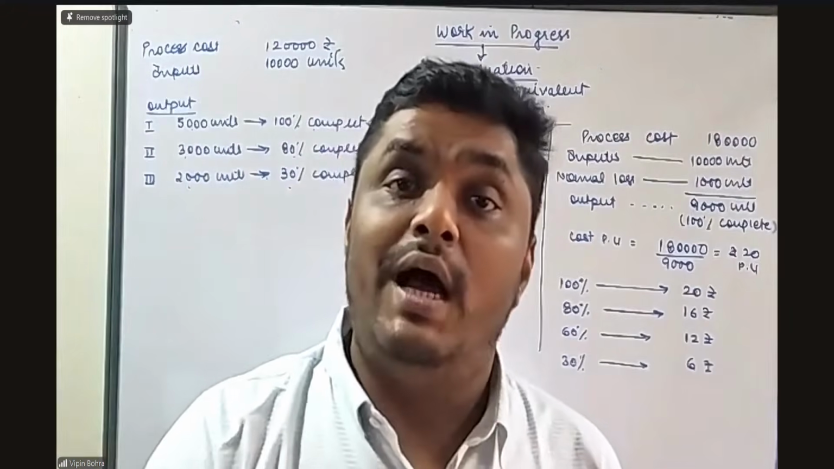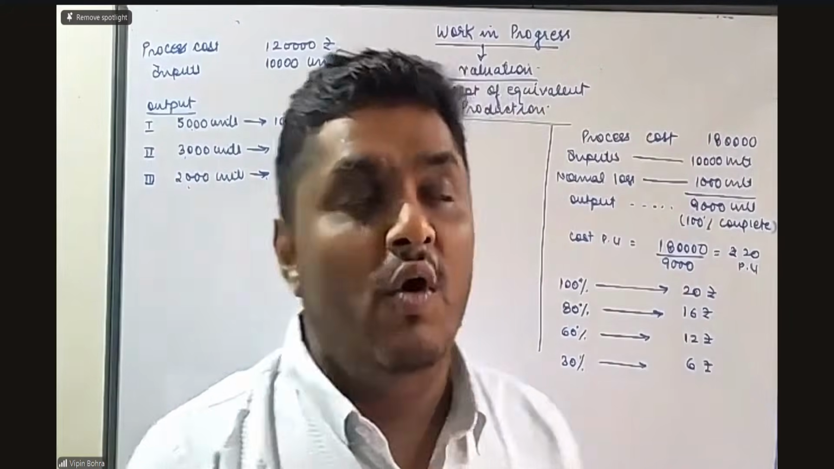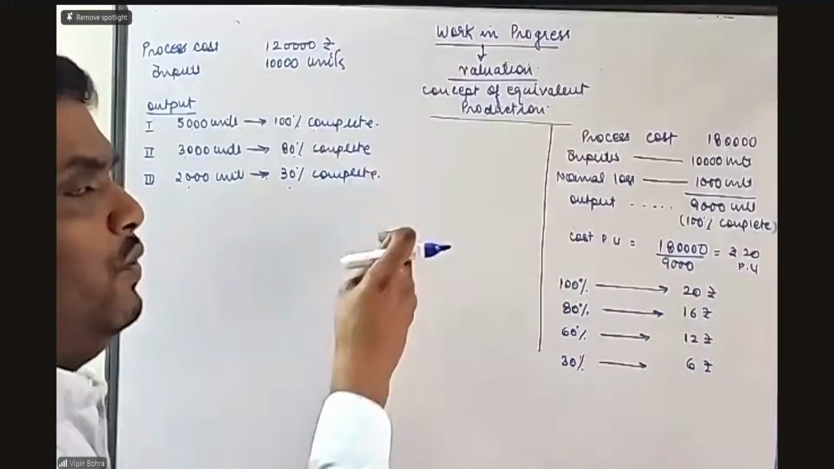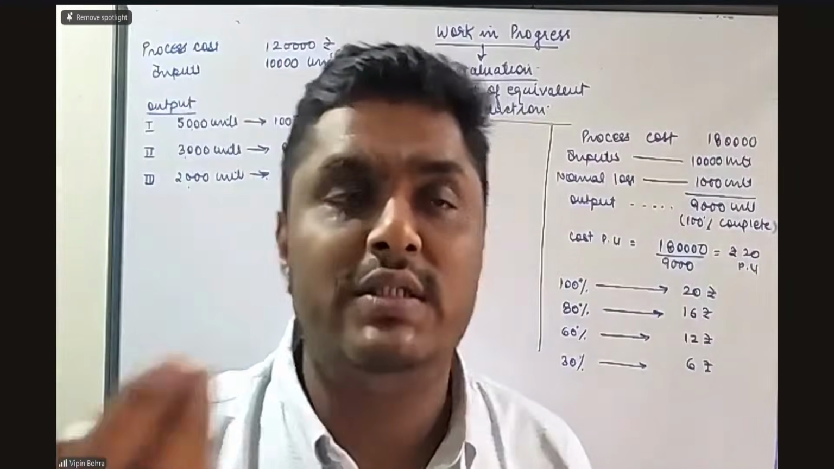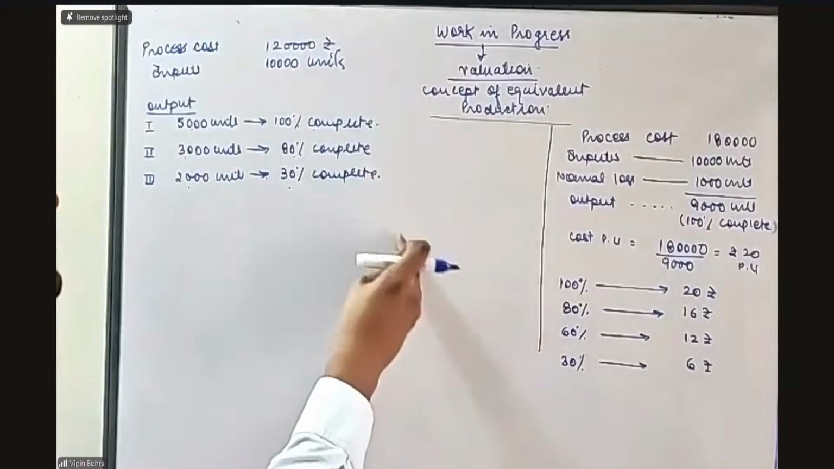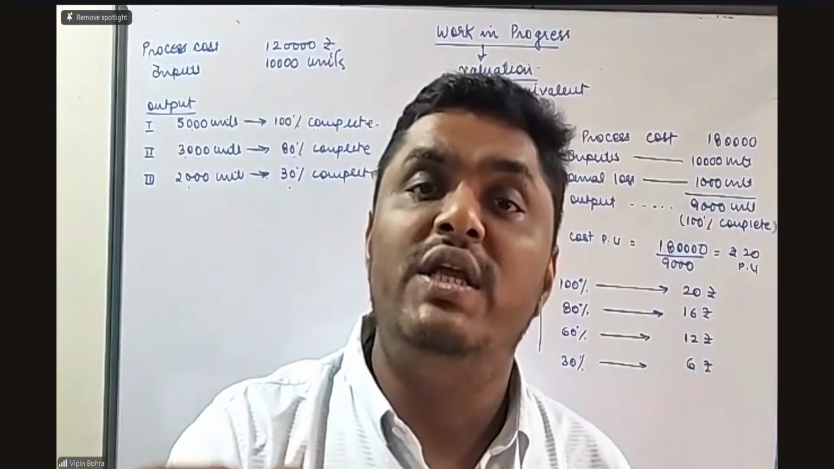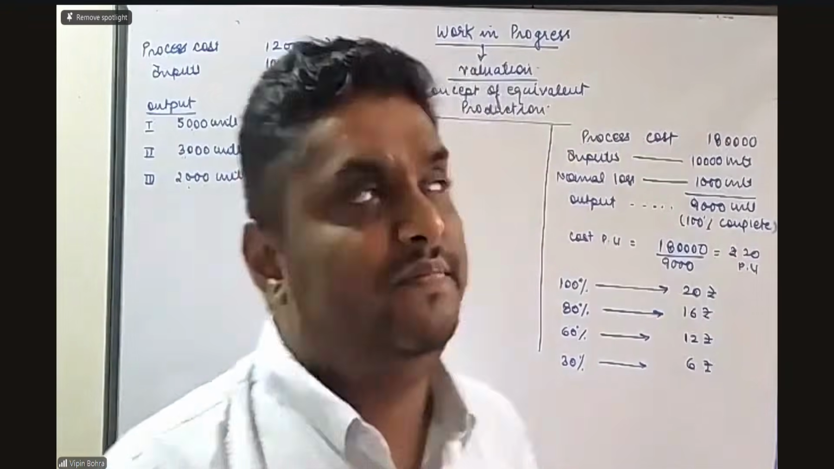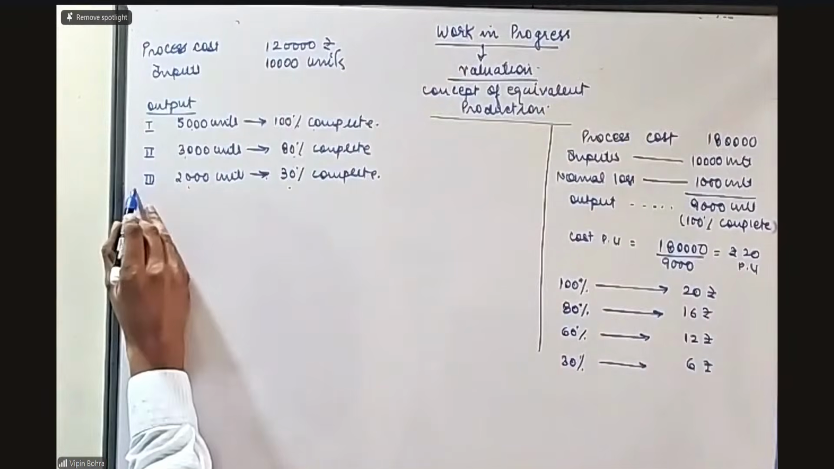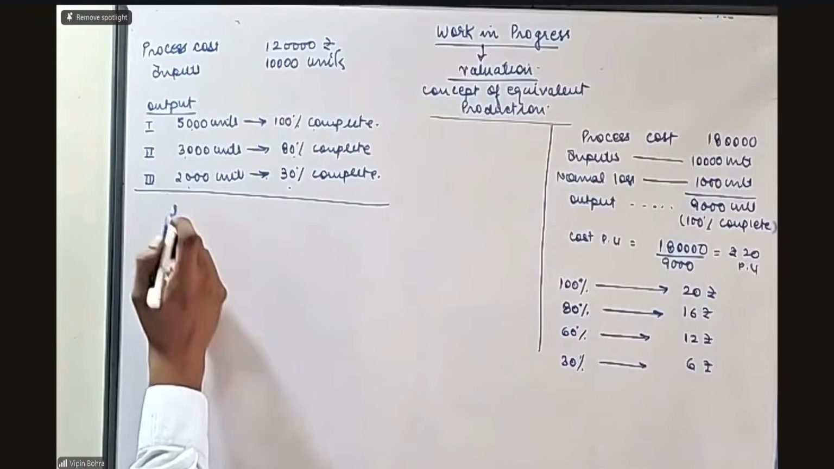Now the point is how to calculate the cost per unit of all the three categories of output. How to distribute the cost among all these three categories of output. So herein the concept of equivalent units or equivalent production comes into picture. Now, what is equivalent units or equivalent production?